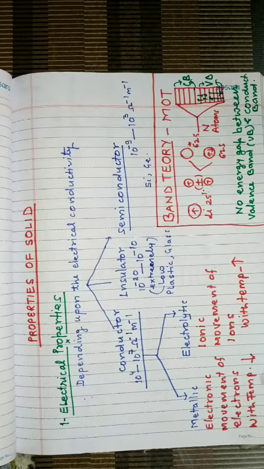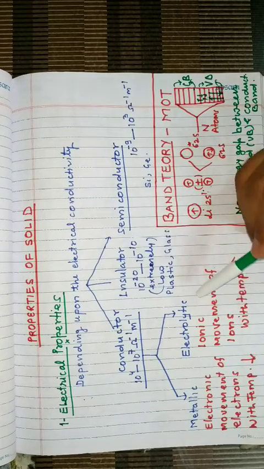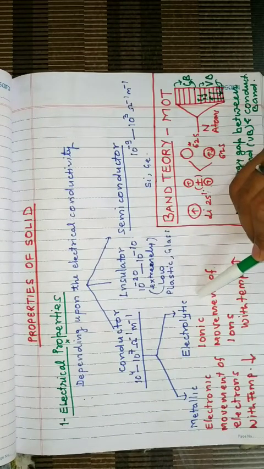And with increase in temperature, the conduction of metallic conductor decreases. This is because if we increase the temperature, the length of the metallic conductor increases, resistance increases and conductance decreases. Regarding electrolytic conductors, ionic conductors are called electrolytic conductors.